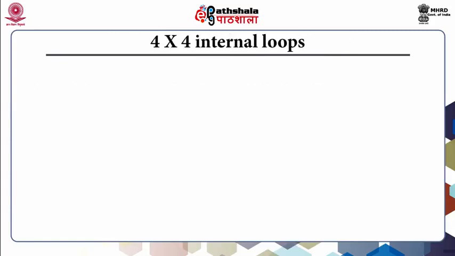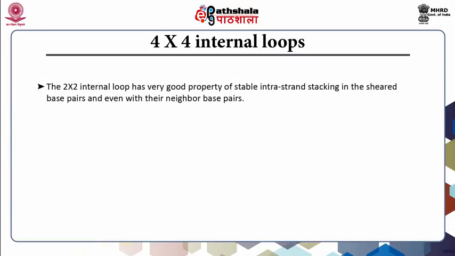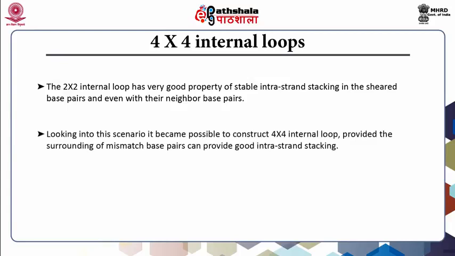4 into 4 internal loops. The 2 into 2 internal loops have a very good property of stable intra-strand stacking in the shared base pairs and even their neighbor base pairs. Looking into the scenario, it would become possible to construct 4 into 4 internal loops also, provided the surrounding of mismatch base pairs can provide good intra-strand stacking.